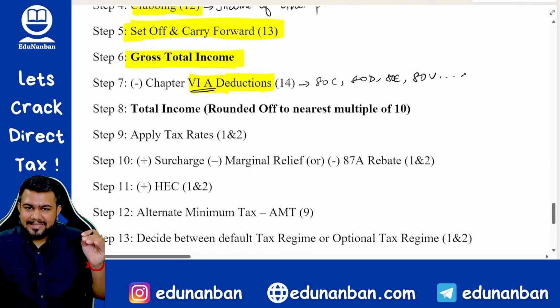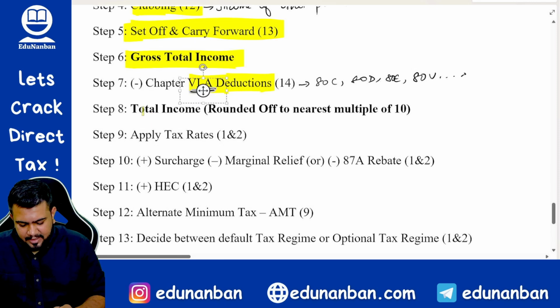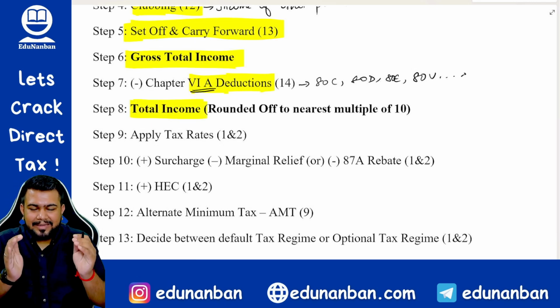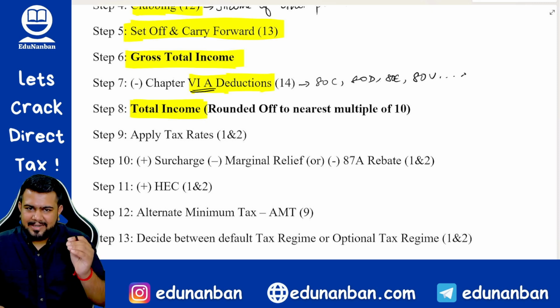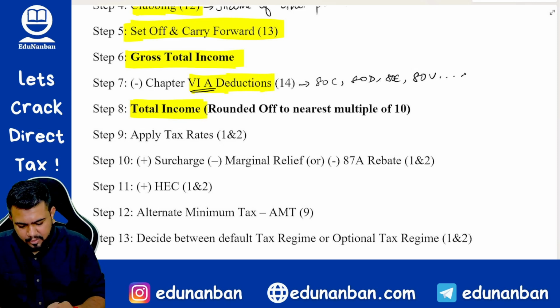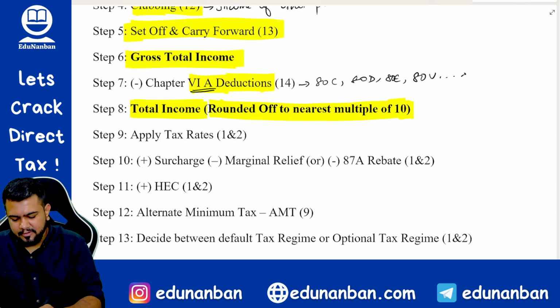So after reducing these deductions also, you will get the total income. On this income only you are going to find out the tax. But before finding out the tax, you have to round off the total income to the nearest multiple of 10.